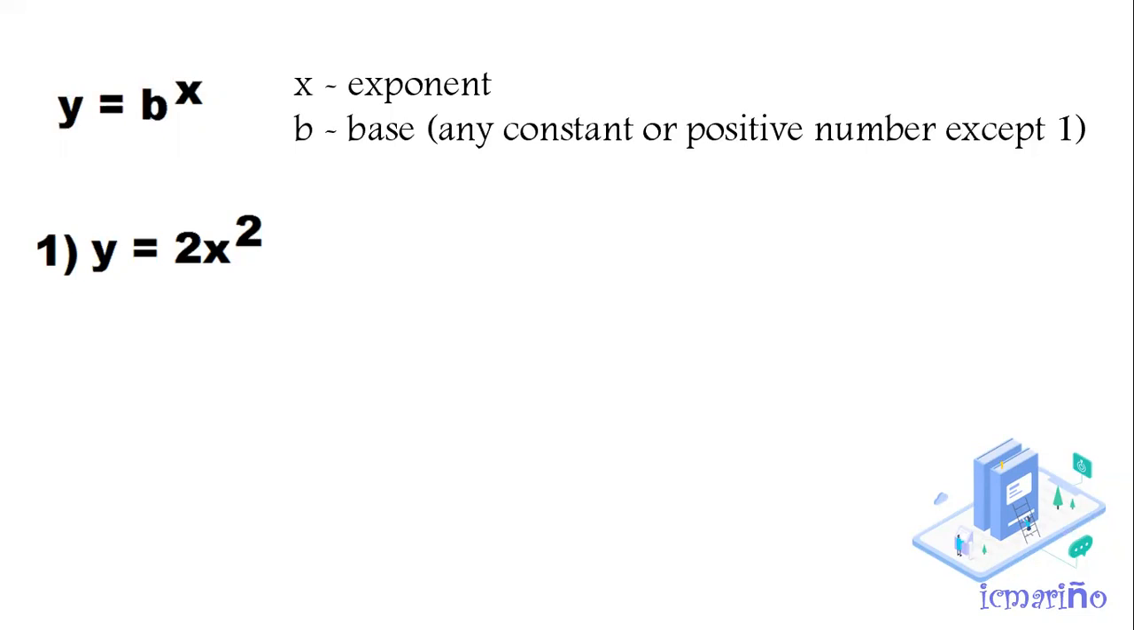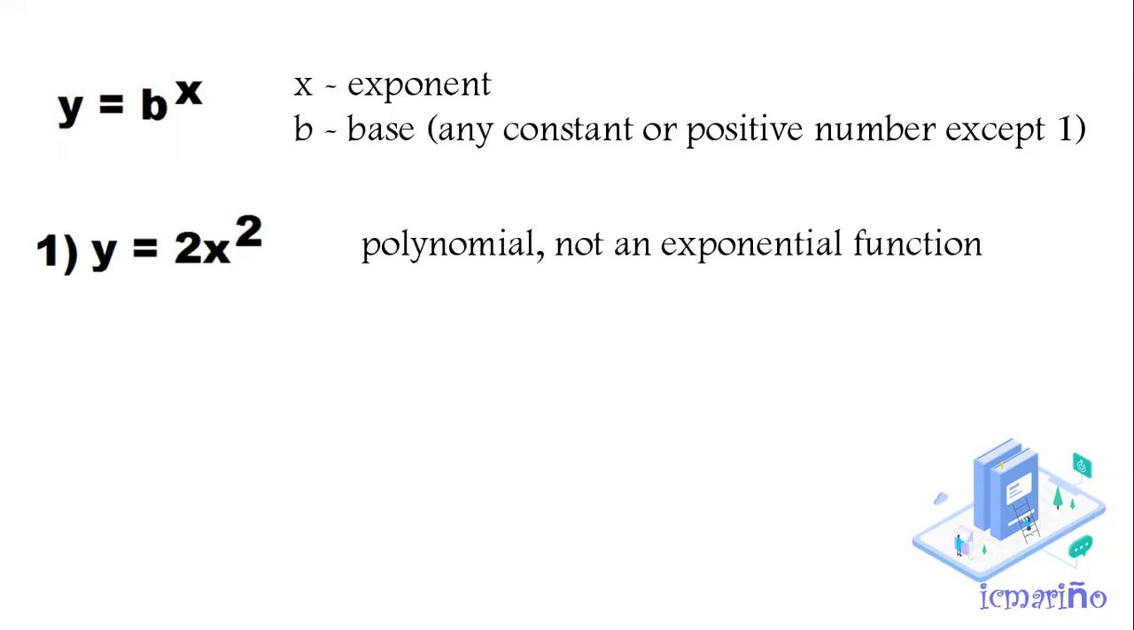Now, what about the base? Our base is x because that is raised to a power. This is the base, but it has 2x. So I think this is not an exponential function, but it is a polynomial. So this is not a valid exponential function, because according to the rule, the base should be any constant or positive number except for number 1. Okay, let us see the next.